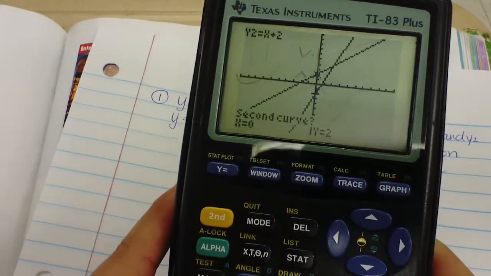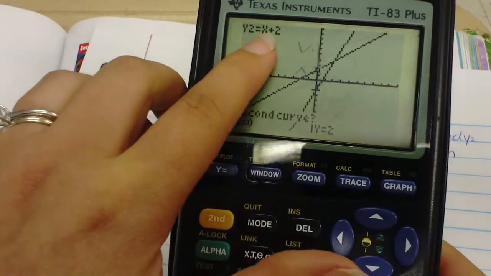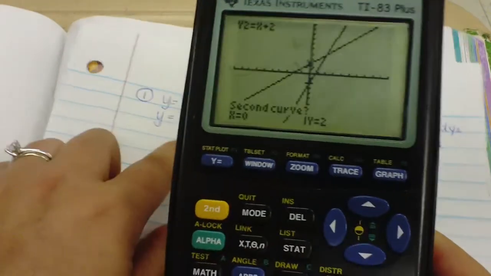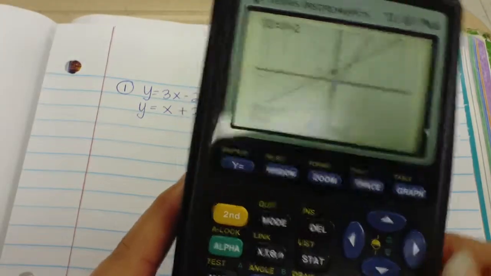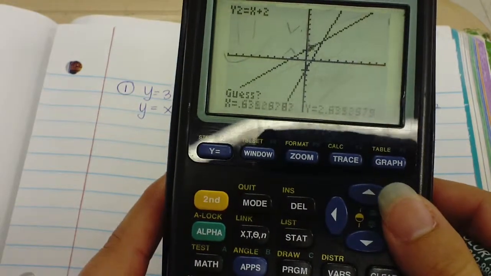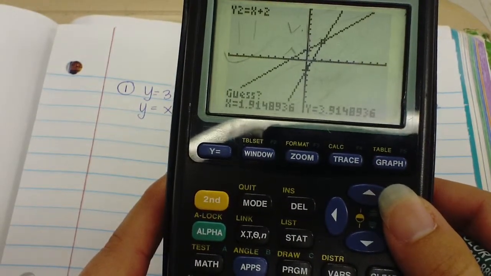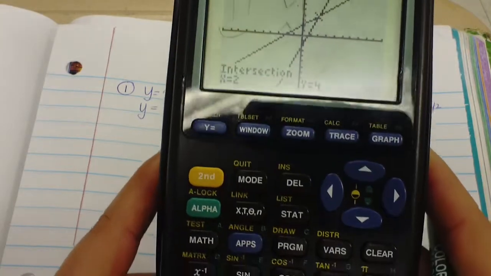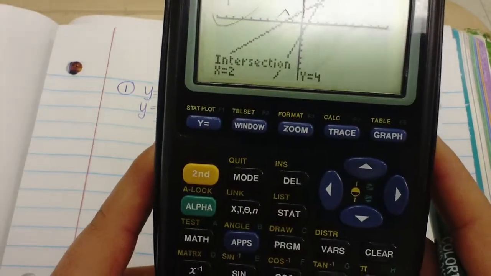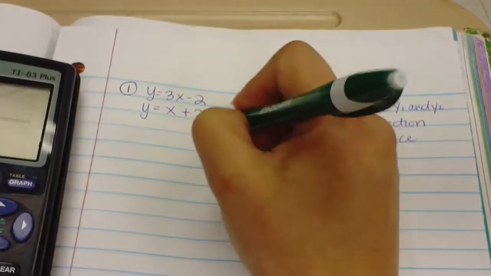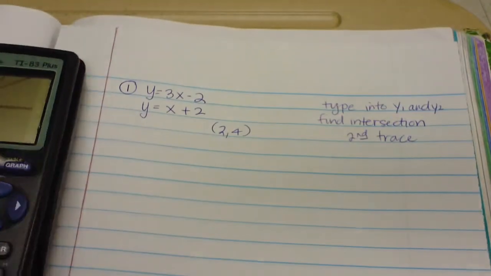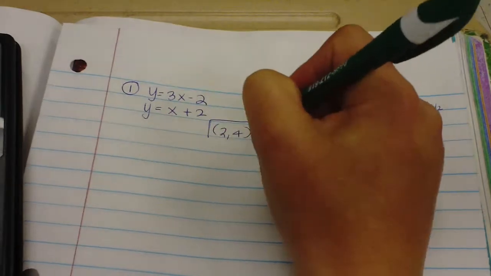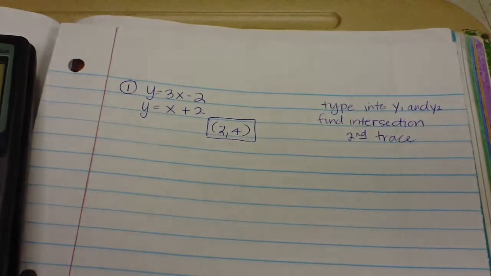Then it's going to ask you for the second curve. Double check and make sure that our second curve says x plus 2, which it does. Then it's going to say guess, and you can move the cursor close to the intersection if you want to, and then you press enter one more time. And the intersection is 2, 4, which means our answer is the ordered pair 2, 4. And that is the solution to this system of equations.